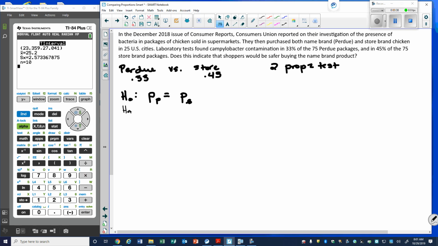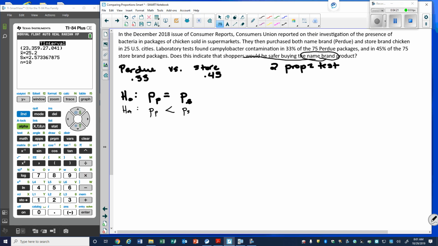But my alternative hypothesis should be whatever I'm trying to prove. The proportion setup should be the same, but the question is asking, does it indicate that shoppers would be safer buying the name brand product? If they're going to be safer buying the name brand product, that would mean the name brand product would have less contamination. So we're going to say that the Perdue, which is the name brand, has less contamination than the store-bought, and that is what I'm going to try to prove.